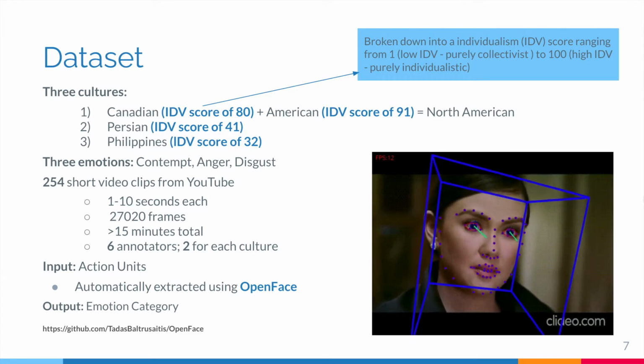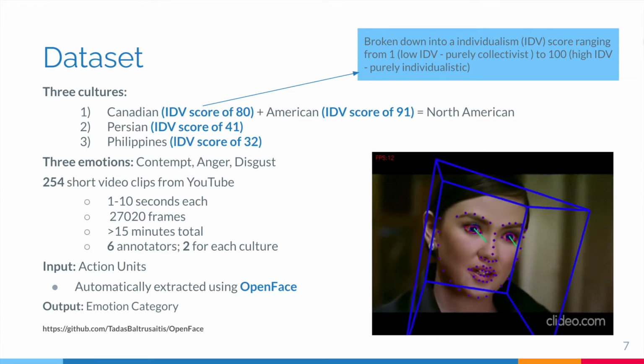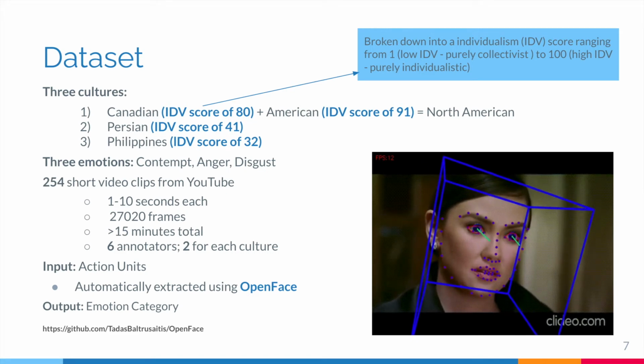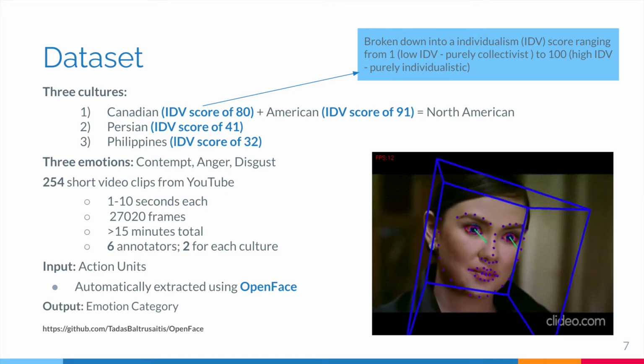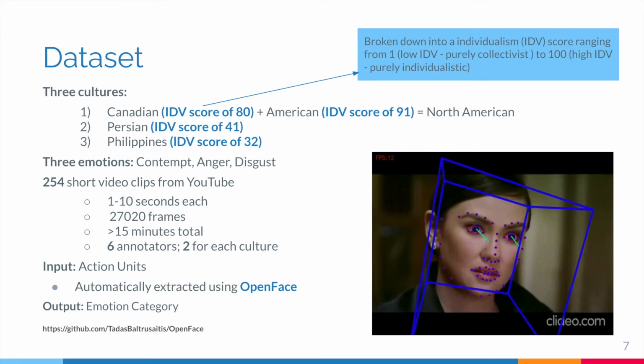Individualism scores are quantitative values to describe how individualistic a culture is. After North American, we have Persian and Filipino cultural categories, both having low individualism scores. Both of these cultures represent our collectivist datasets, while the North American represents our individualistic dataset. We'll also be exploring three emotions: contempt, anger, and disgust.